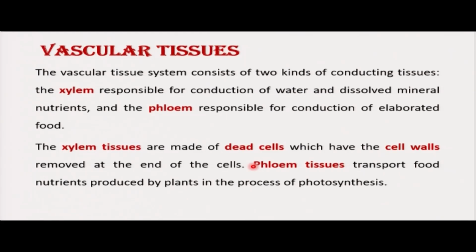Vascular tissues consist of two kinds of tissues. We have xylem, responsible for conduction of water and dissolved minerals from the roots to upper parts of the plant. Then phloem vessels are responsible for conduction of elaborated food or manufactured food from where they are produced to where they are needed. Xylem tissues are made up of dead cells, which have cell walls removed at the end of the cells. Then phloem tissues transport food nutrients produced by the plant in the process of photosynthesis.